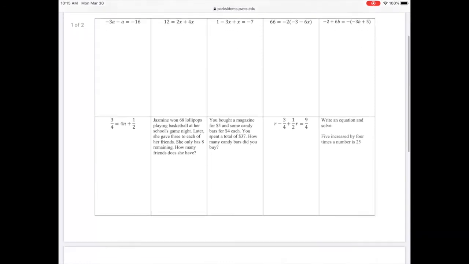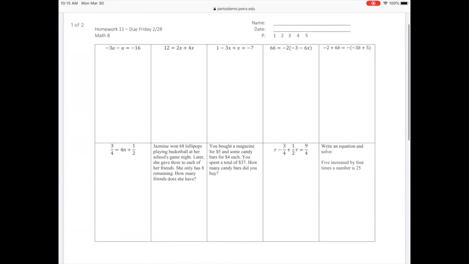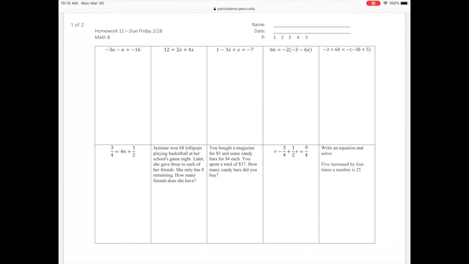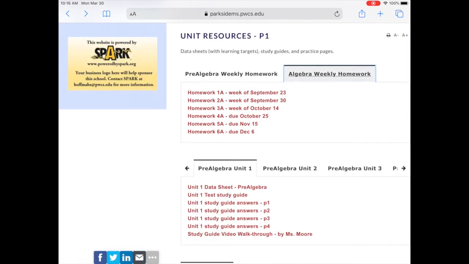You can print it out. I had a parent who printed this out. Her kid did the homework and then she just took a picture of it and sent it to me by email. That's perfectly fine as well. All right. Algebra, your weekly homework was listed over here. The last homework we had was December 6th. These were not graded, but you can certainly do them for extra practice if you want.